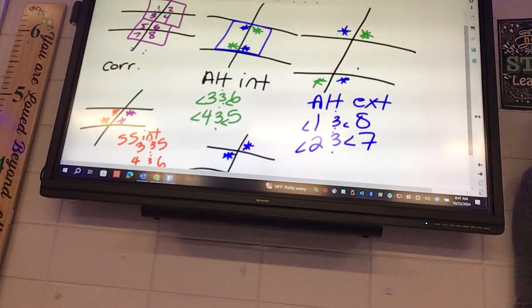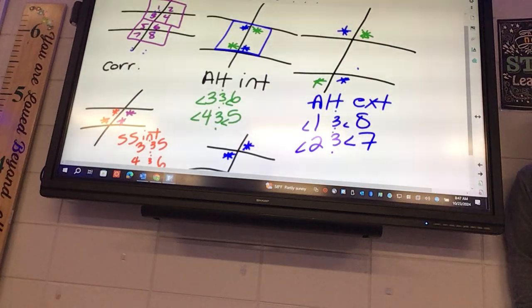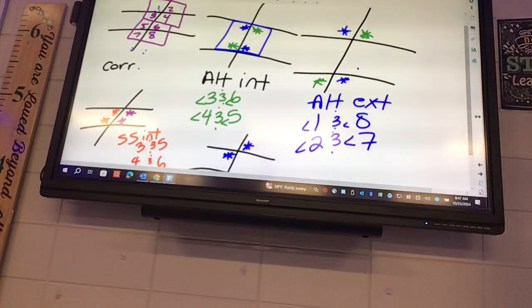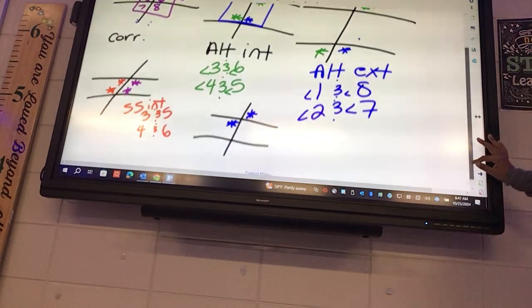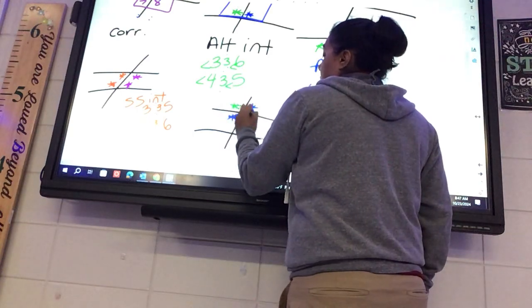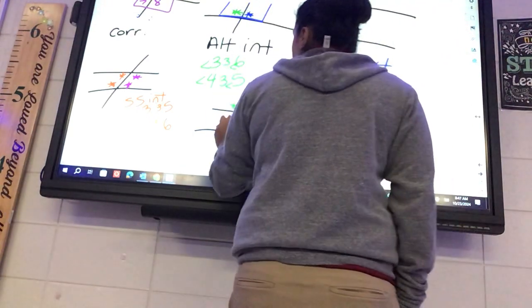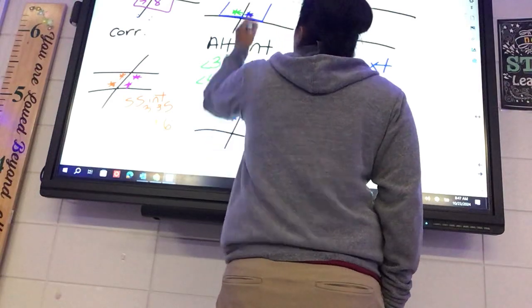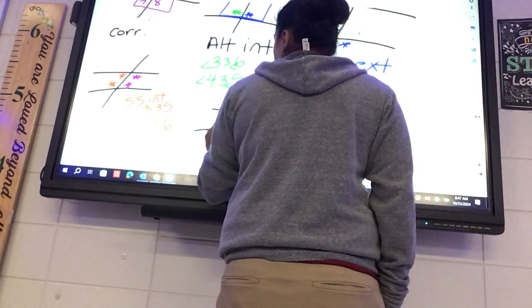What would 1 match up with? 4. 1 and 4. Who else is a vertical angle? 5 and 8. Who else? 6 and 7. So we've got 2 and 3, 1 and 4, 5 and 8, 6 and 7. Anything that's across from each other. This one goes with this one, this one goes with this one, and this one goes with this one.